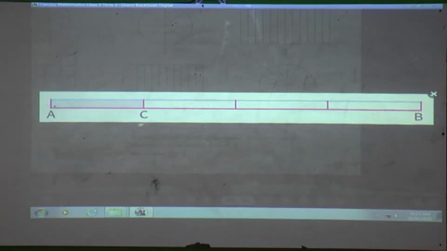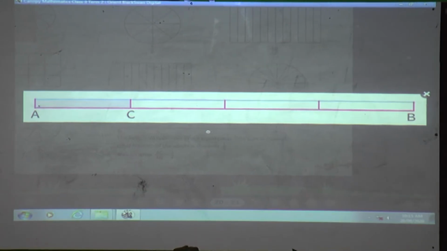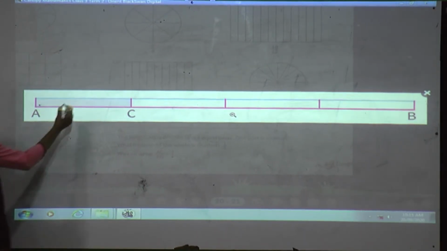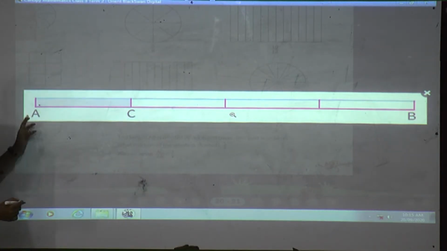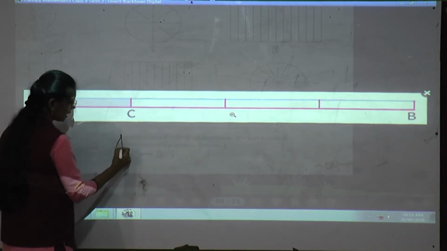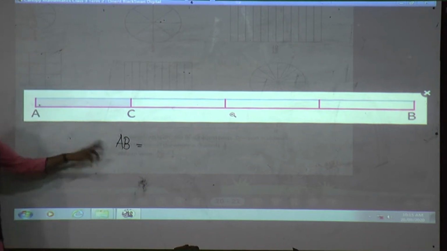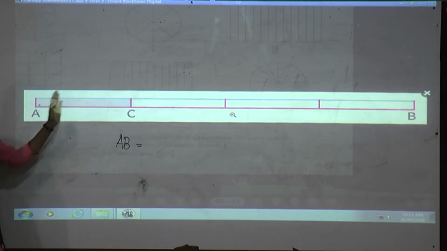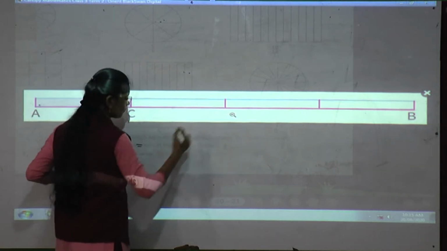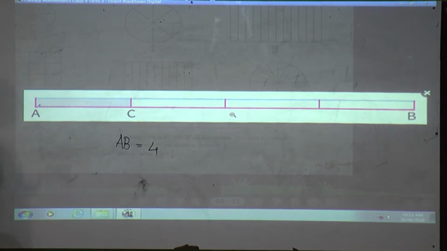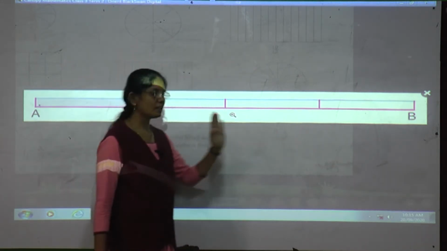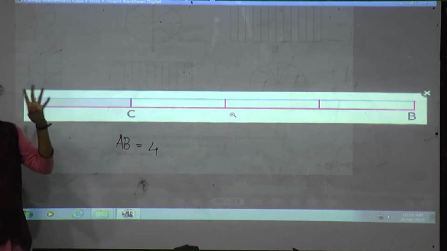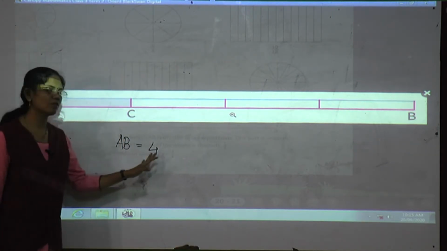Okay, now see this. This whole strip is divided into how many equal parts? 1, 2, 3, 4, into 4 equal parts. And see, this whole strip means AB. So what is the length of AB? 1, 2, 3, 4. 4 units. AB is equal to what? 4 parts, because this AB is divided into 4 equal parts. So here I can write AB is equal to 4.